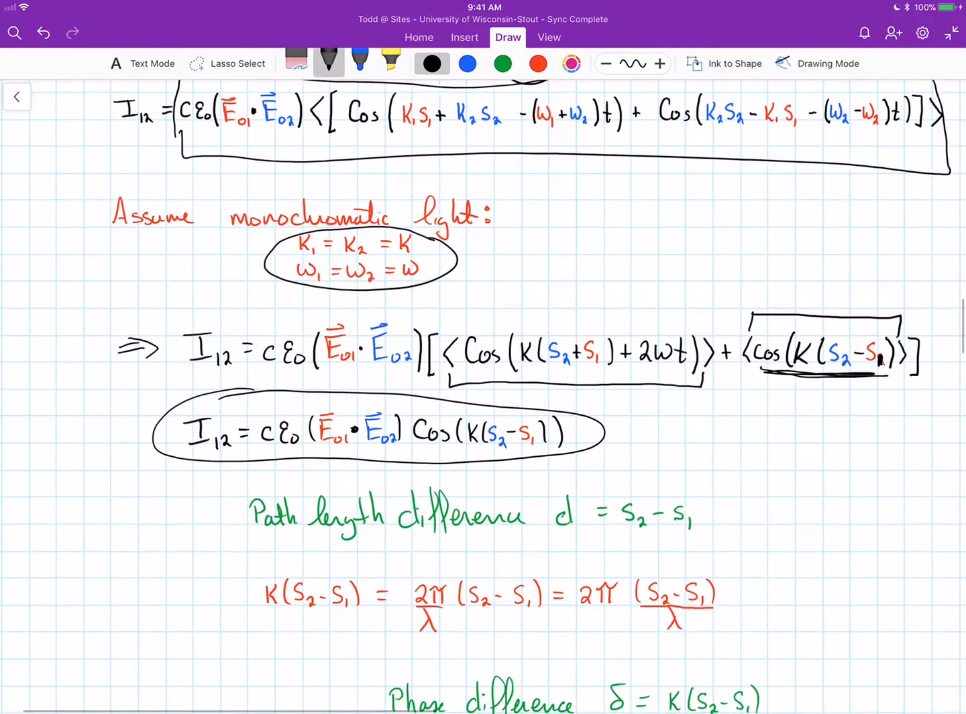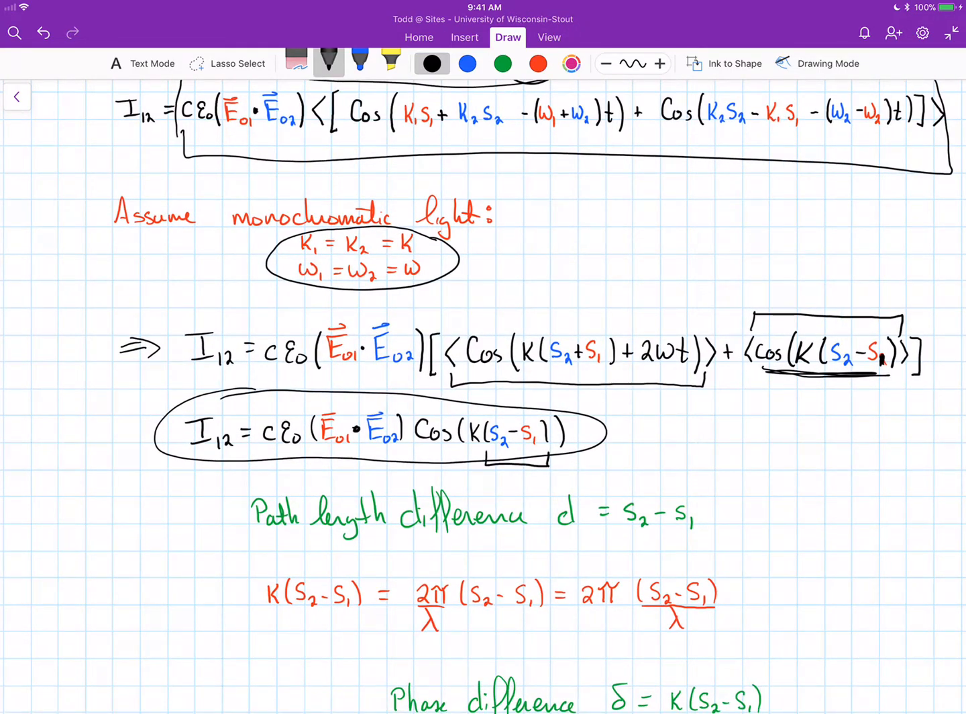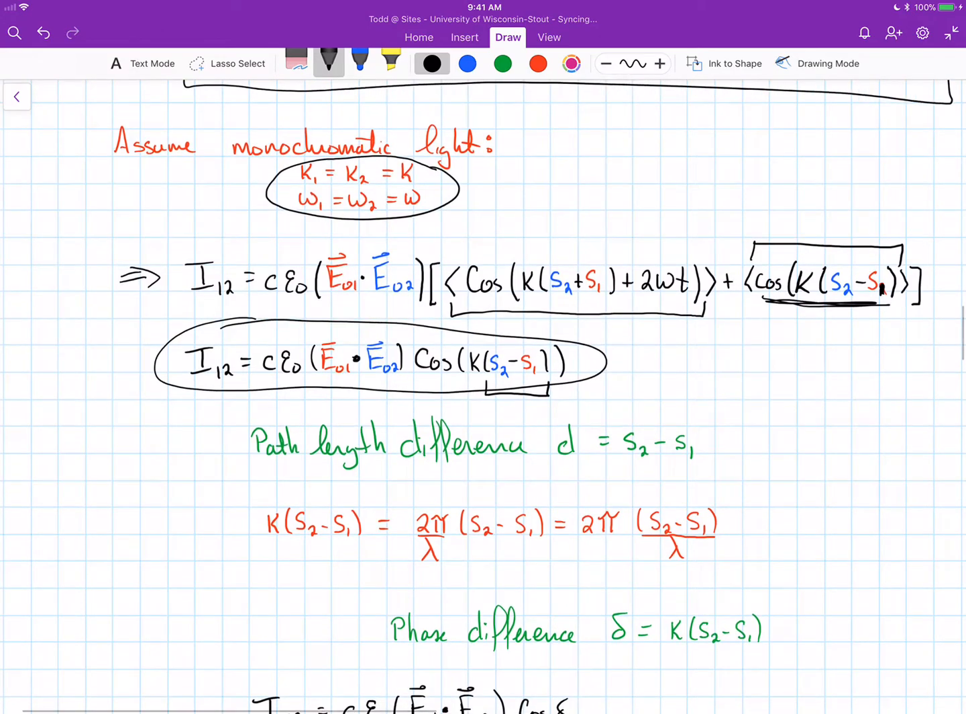The first thing to notice is this term right here, S2 minus S1. We're going to refer to that as the path length difference. It's the difference in the paths traveled by the two different light rays. And it's kind of useful to take a look at what this means. If we write out this term, k times S2 minus S1, well, k we know is 2 pi over lambda. And so we just rewrite this a little bit. This right here is essentially telling me what that path length difference is in measurements of the wavelength.